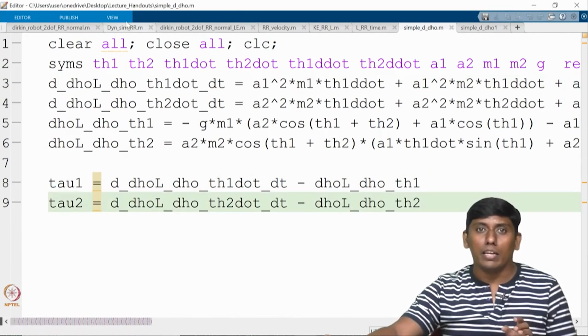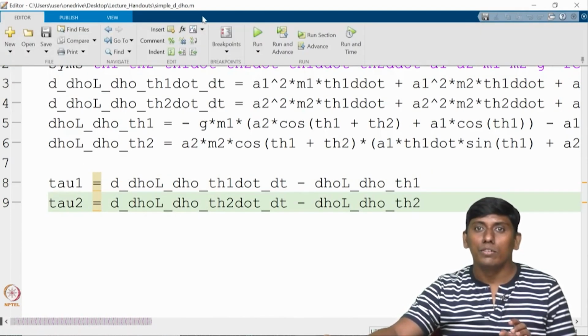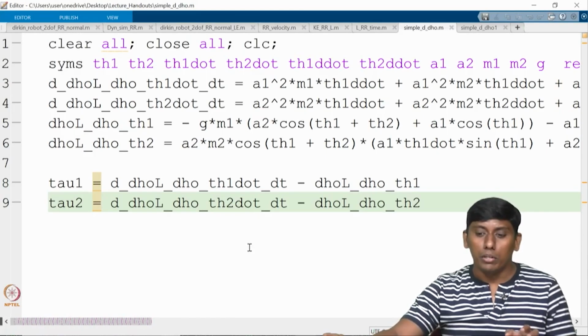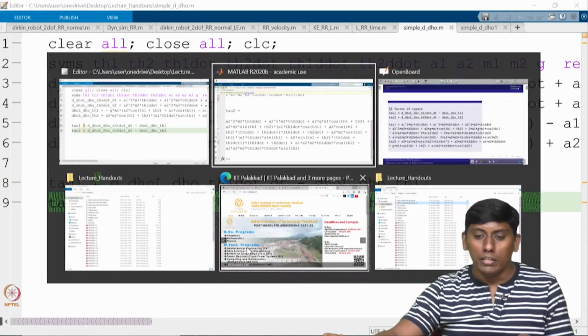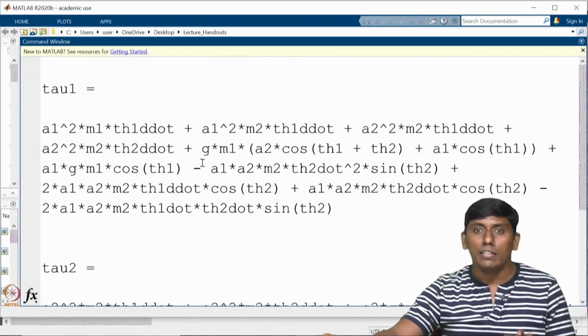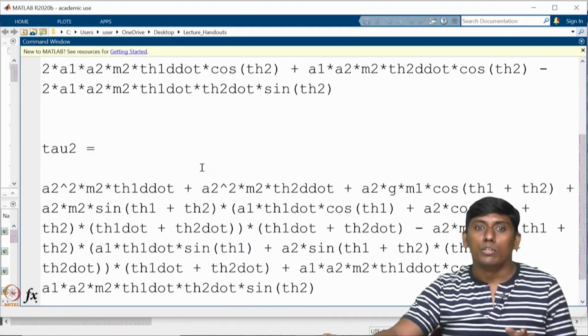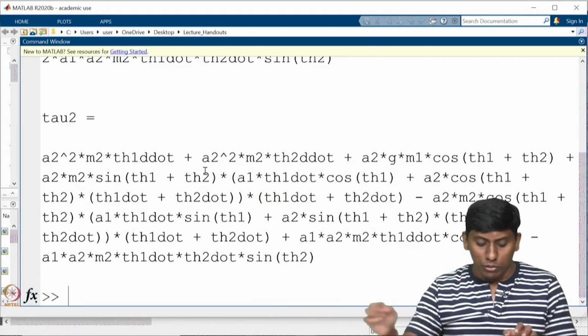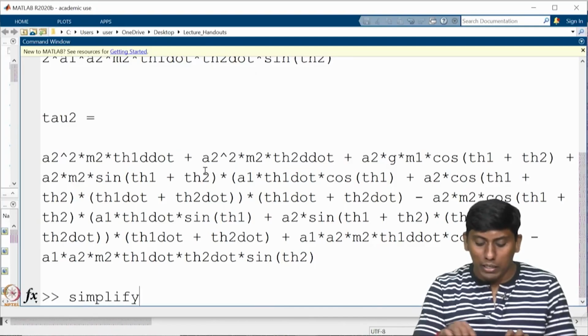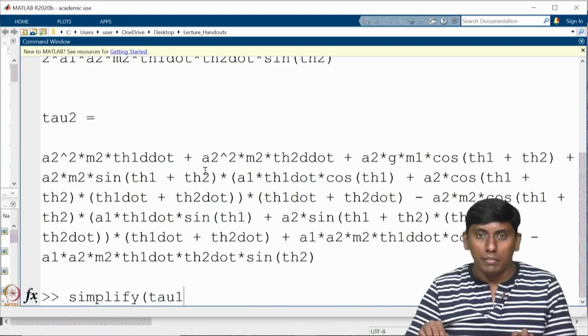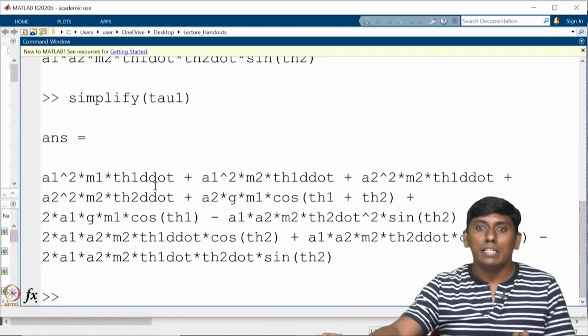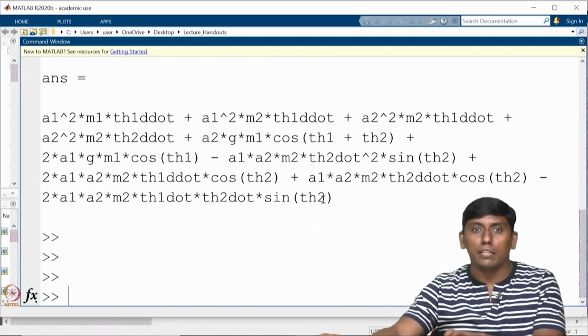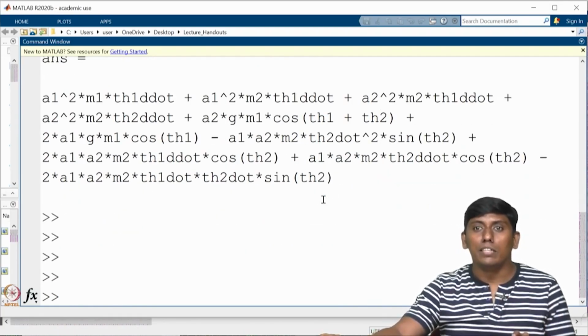Now if I run this, what I get is the same as what I saw in the earlier case: tau 1 and tau 2 are obtained in the same form. The only thing is that it is not simplified. If I say simplify of tau 1, you can see that what you obtained in the previous lecture, the same thing is coming.